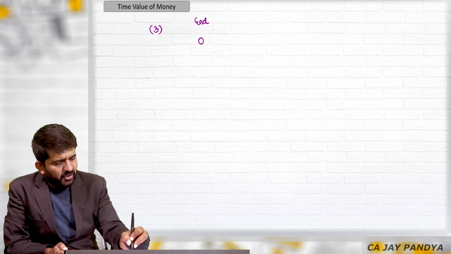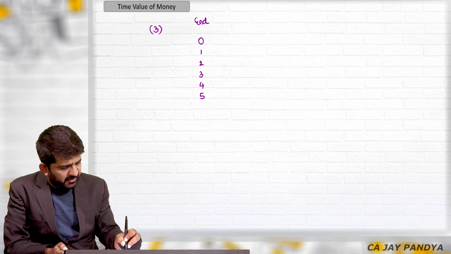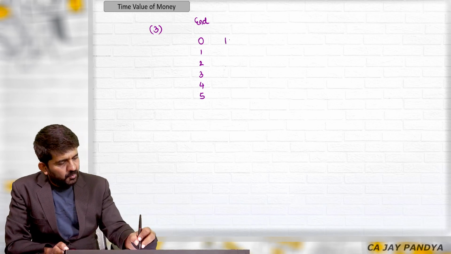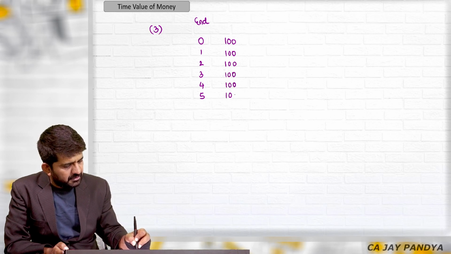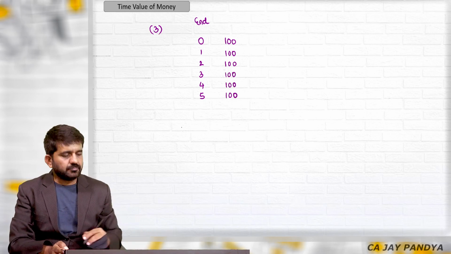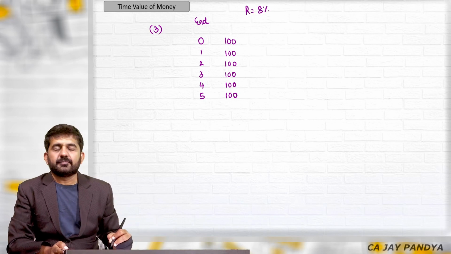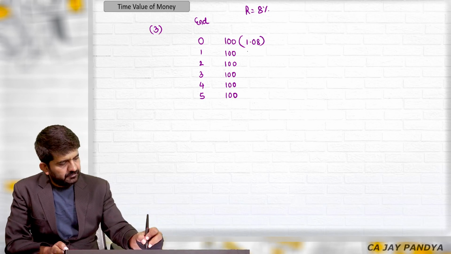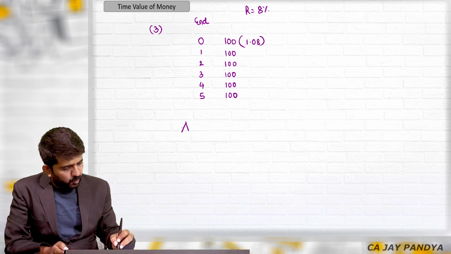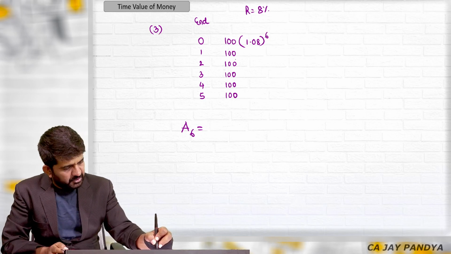Let us take category number 3, somewhat a difficult question. At the end of 0 year, 1 year, 2 years, 3 years, 4 years and 5 years, what we are investing is 100 rupees each time. What is the rate of interest? 8%. So 100 into 1.08. What will be the amount at the end of the 6th year? So this will be 6.